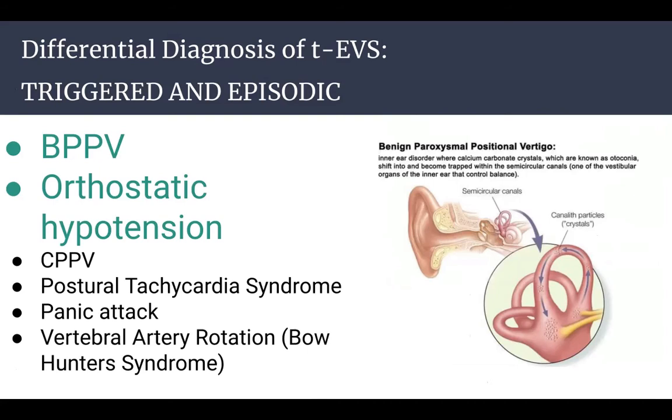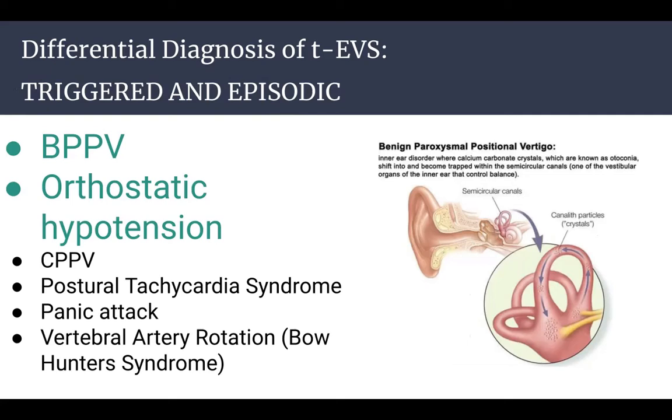Moving on to the triggered and episodic vestibular syndrome is BPPV, which is benign paroxysmal positional vertigo. Also within this category is orthostatic hypotension. So these are patients you might want to consider doing orthostatic vital signs on prior to giving any IV fluids. It also includes CPPV, which is central paroxysmal positional vertigo, and postural tachycardia syndrome.